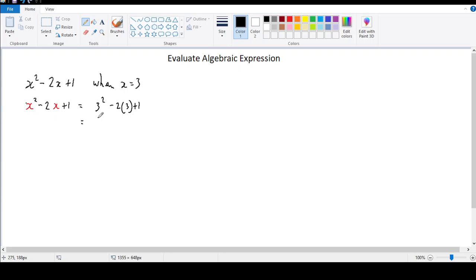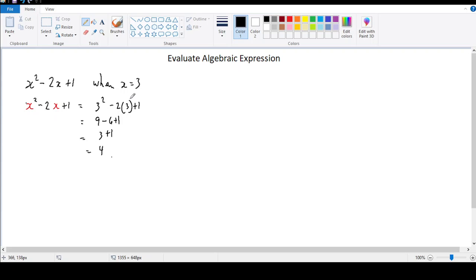Then we evaluate. This gives us 9 minus 6 plus 1, and then we perform multiplication as necessary. As you can see, we did multiplication here. Working from left to right, we perform subtraction and then addition. So that gives us 3 plus 1, which then gives us 4. And so we say that 4 is the value of this expression when x equals 3.